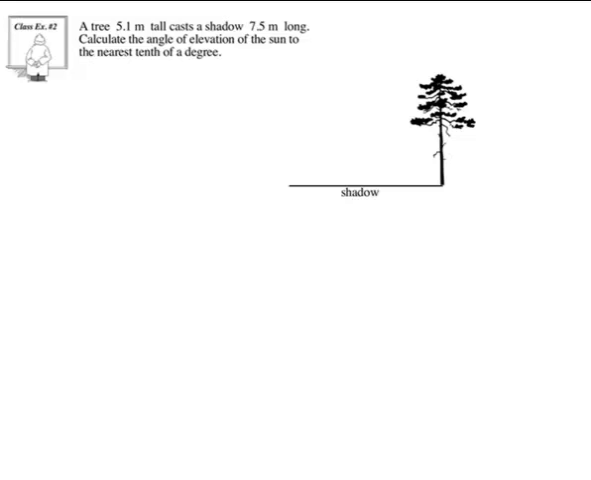And in this case, I'll just draw for you what they're thinking of. When they talk about angle of elevation, they mean the angle going up. So they want to know this angle here. So it's important that you label your picture properly and you're dealing with the right angle.